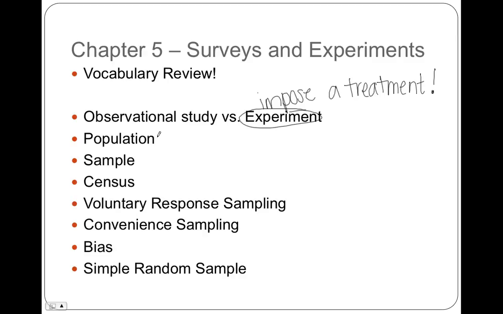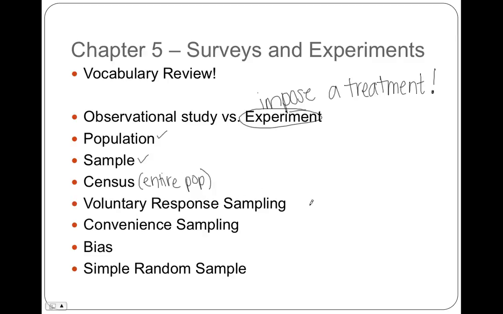Our second warm-up question dealt with the difference between a population and a sample. The population is the entire group that I'm trying to extend my conclusion to, whereas the sample is the one that I actually examine in order to try to draw that conclusion. If I actually am able to get information from the entire population, that's called a census. So if I'm able to survey the entire population, that is called a census.